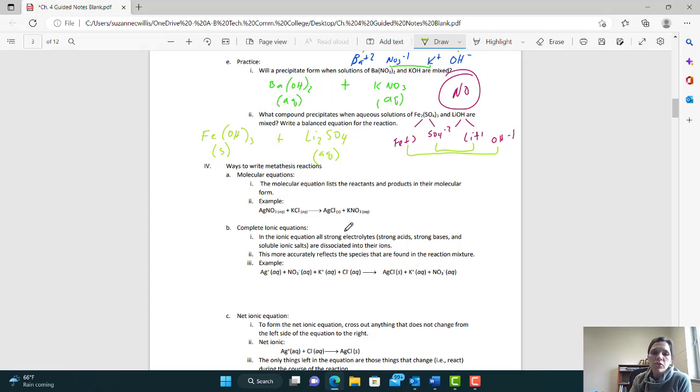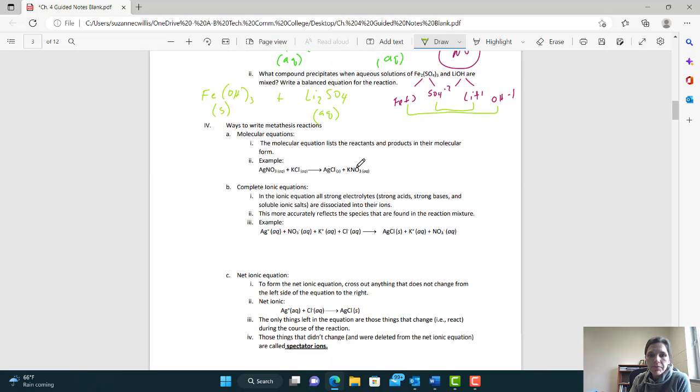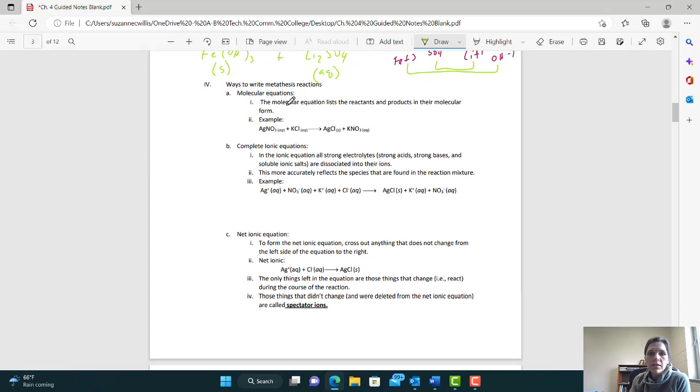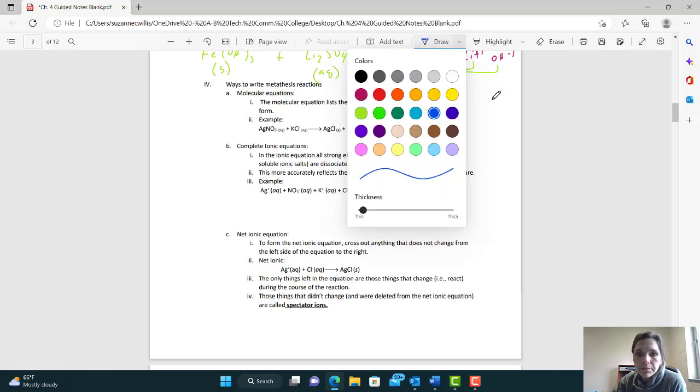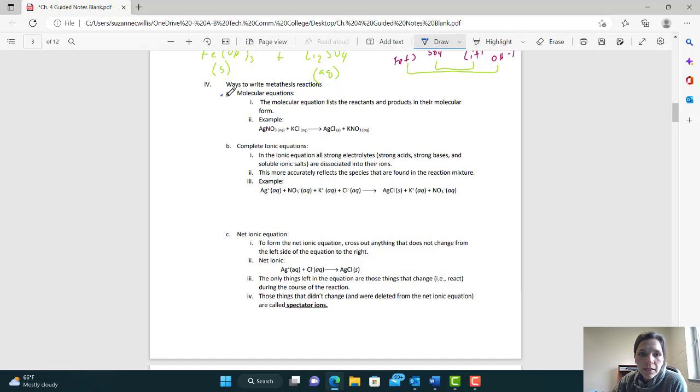Now let's see how to write these actual full-out reactions. So there's 3 ways of writing metathesis reactions. Remember, that's just a fancy word for a precipitation reaction where you're taking 2 aqueous and you're making a solid. So the 3 ways are called molecular, complete ionic, and net ionic.